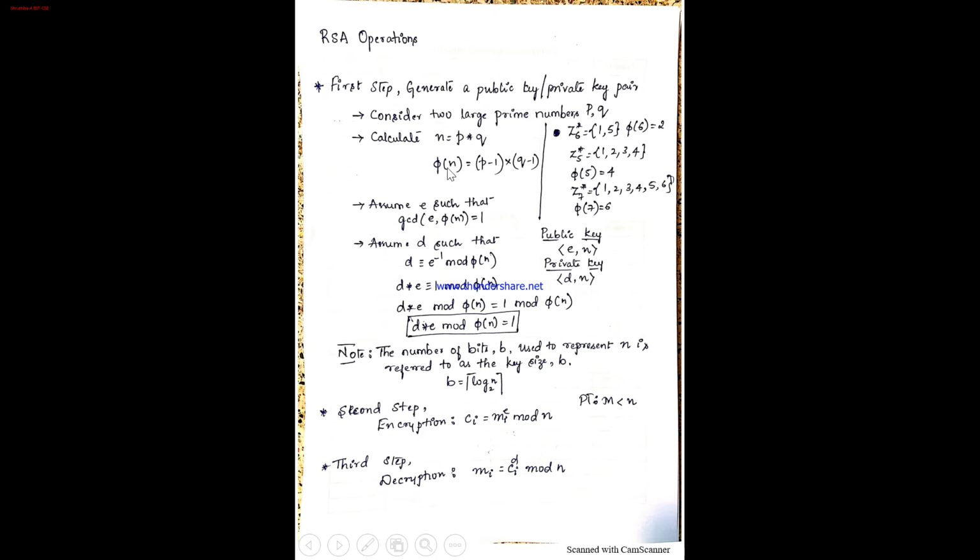Then we'll compute the totient, Euler's totient function. Phi of n is equal to (P minus 1) into (Q minus 1). You can ask me, ma'am, while explaining the concept of totient, you said, for example, for Z6 star, the set contains two elements. Why two elements? Relatively prime. The numbers which are relatively prime to 6, so only 1 and 5 we have. So the totient function is the number of elements in this set. So the number of elements is 2.